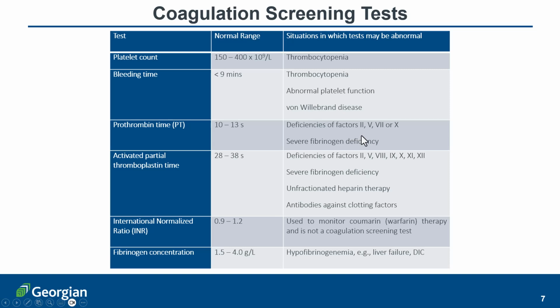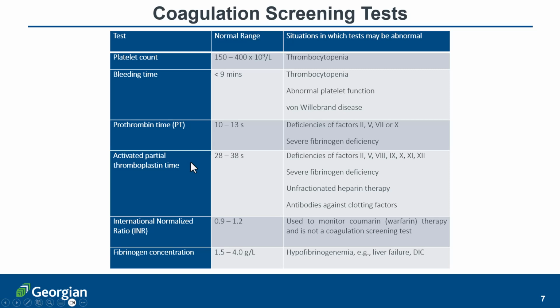Specifically, if there's a deficiency in factor 2, 5, 7, or 10, then the prothrombin time is going to be abnormal. The activated partial thromboplastin time is used to determine deficiencies of other coagulation factors, specifically, again, 2, 5, 7, 9, 10, 11, and 12. Really, the PT and the APTT tests are used to evaluate and assess for deficiencies in the various coagulation factors in both the intrinsic and extrinsic pathway.